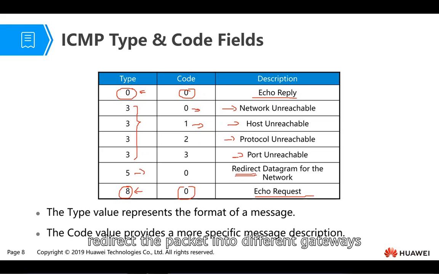Redirect the packet to a different gateway. It means I'm not the correct gateway for this packet, so please redirect to other gateways. This is type 5.